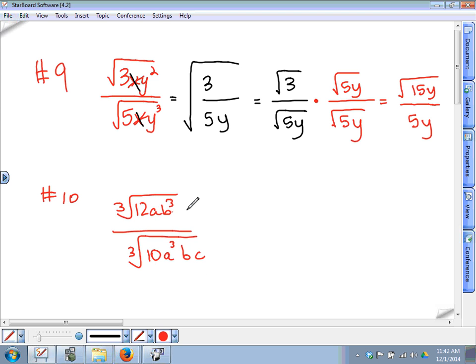Let's take a look at problem 10. That's the final answer on that one. What do you think? Combine this into one cube root and see what simplifies? Might not be a bad idea.